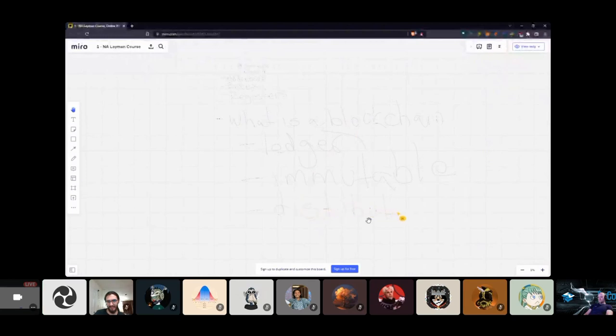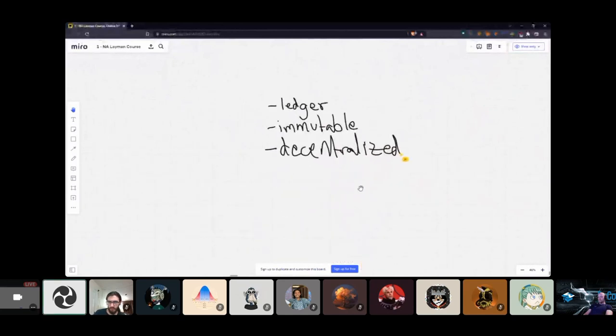Gosh, I hate this so much. I kid you not, I don't know why this is giving me such a thin pencil. There we go. Okay, we'll take it from here and I'll clean this up at the very end.